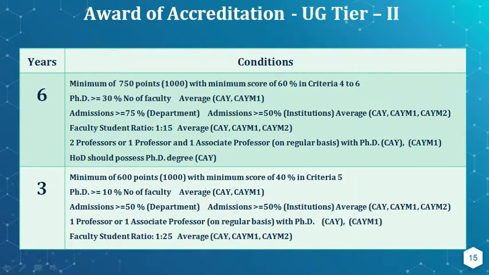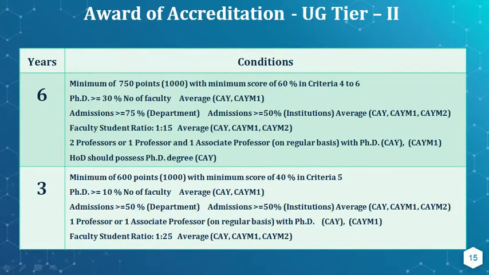Faculty student ratio again 1:15 is required, and 2 professors, 1 professor and 1 associate professor on regular basis, and HOD should possess a PhD degree in the current academic year. That all remains the same. The difference is in the admission part and the points, because previously in Tier 1 we had a condition like there is no deficiency or weakness in 7 criteria, and for 3 years it is 4 criteria. Here that kind of thing is not there, but instead the total marks should be 750 of 1000 and a minimum score of 60 percent from criteria 4, 5 and 6.